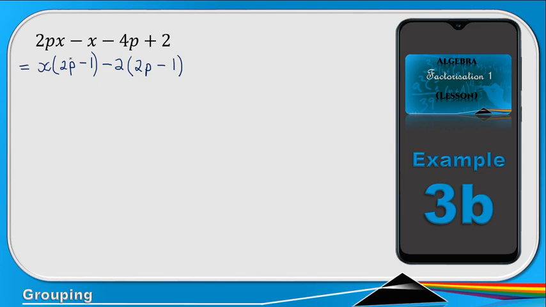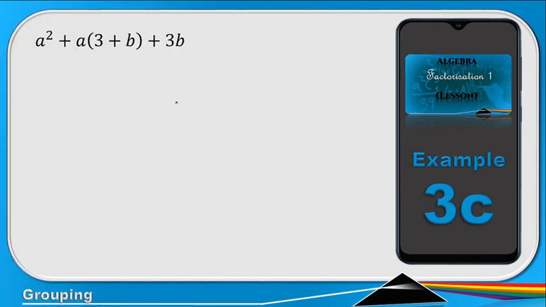Alright, so now we can see that the first term contains 2p minus 1 and the second term contains 2p minus 1. So I'm going to take out 2p minus 1, and then I'm left with x minus 2.